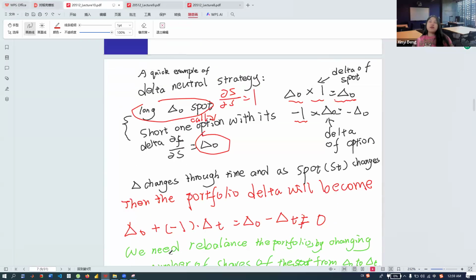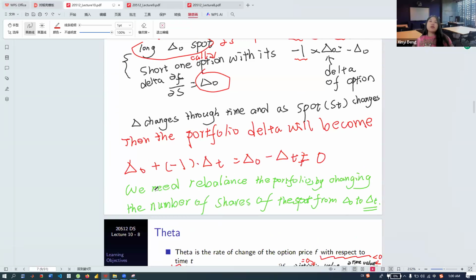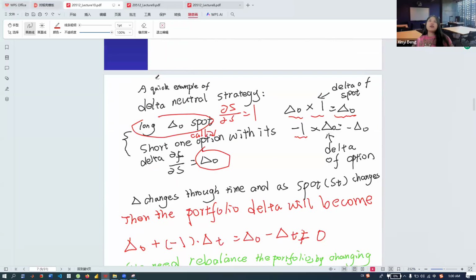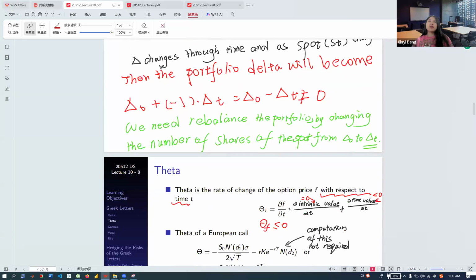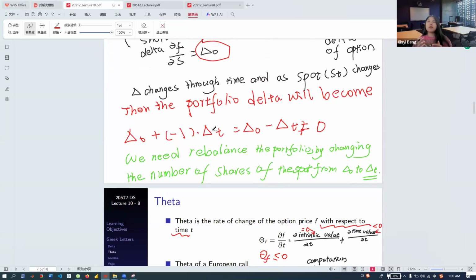And we are trying to utilize delta neutral strategies to protect our portfolio against small price movements, right? So basically the core, if we're implementing a delta neutral strategy, what we want to achieve is just that we want to keep delta equal to 0 all the time. And to achieve that, we just need to rebalance the portfolio from time to time.